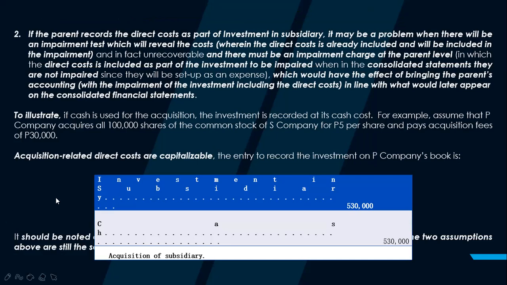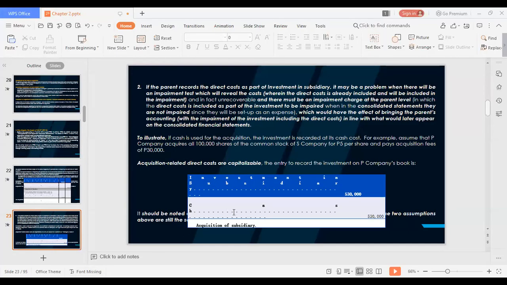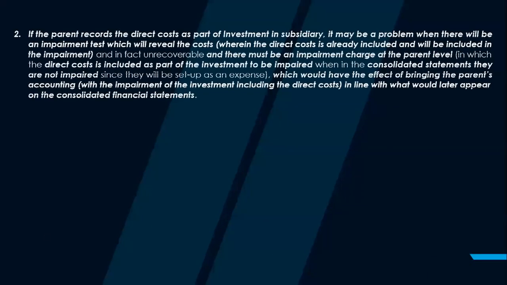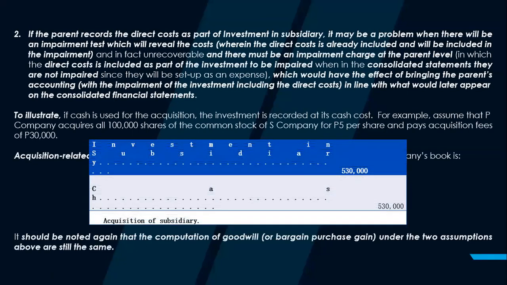So let's again consider the acquisition related cost. It should be noted that this acquisition related cost may be recorded under two assumptions. The computation of goodwill or bargain purchase gain under the two assumptions illustrated above is still the same.